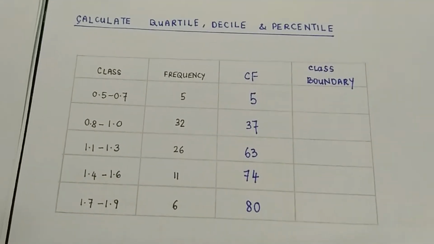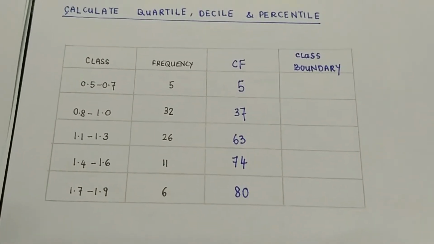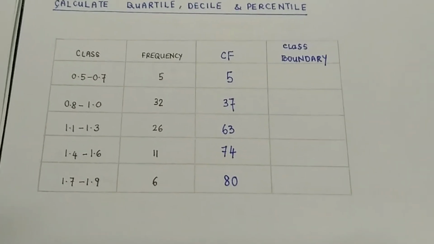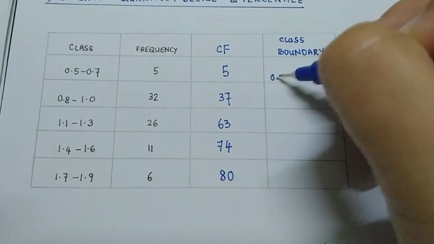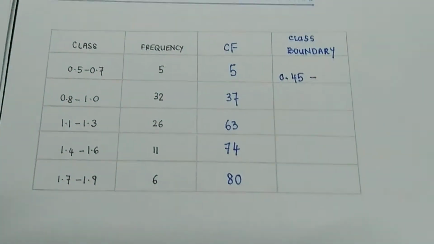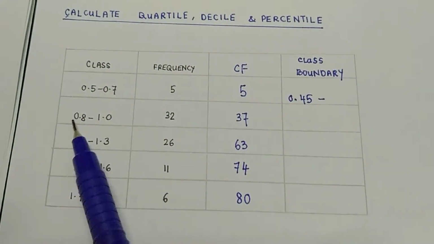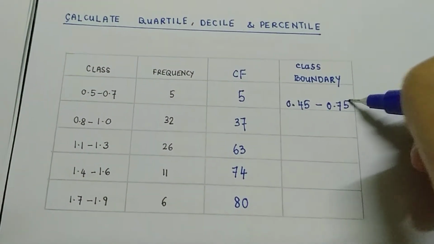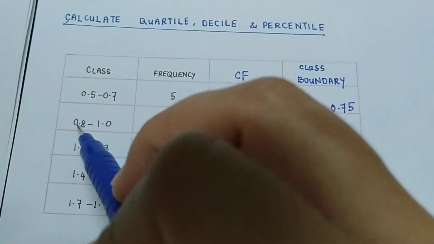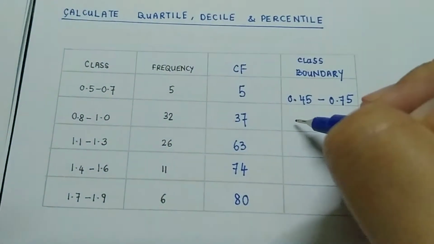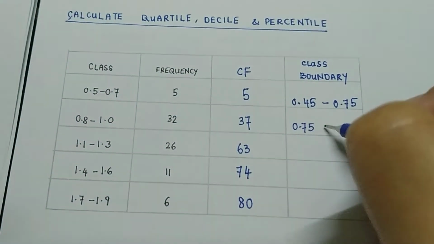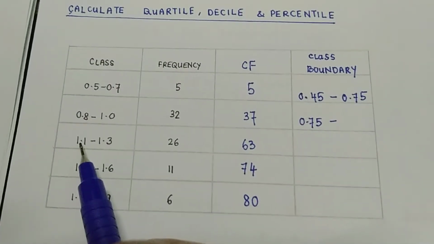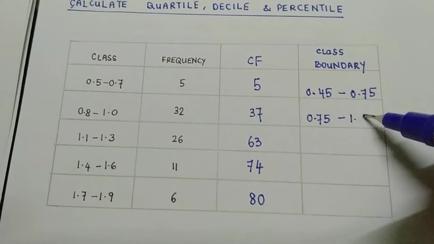So we have 0.5 plus, the number before 0.5 is 0.4, and then we divide by 2, we get 0.45, until 0.7 plus 0.8 divided by 2, we get 0.75. Okay, so for the second class, 0.8 plus 0.7 divided by 2, we get 0.75. And then 1.0 plus 1.1 divided by 2, we get 1.05.